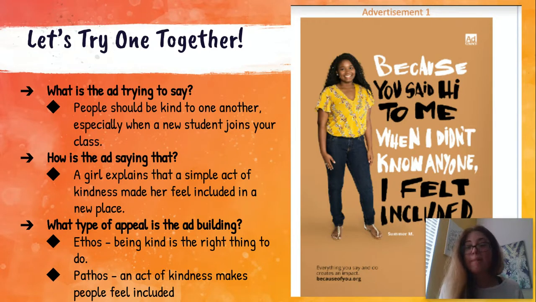Pathos, remember, is an emotional appeal. So by using a real school-age looking girl in the advertisement and having her share this moment where somebody was nice to her when she was in a new place, you're appealing to emotions. So in this case, an act of kindness made her feel included. You even see the word felt in the advertisement. So that's also a clue that this is appealing to emotion. In other words, it's building pathos.